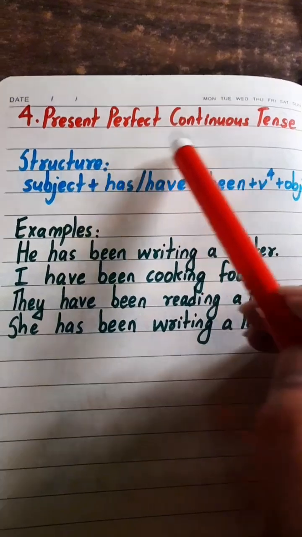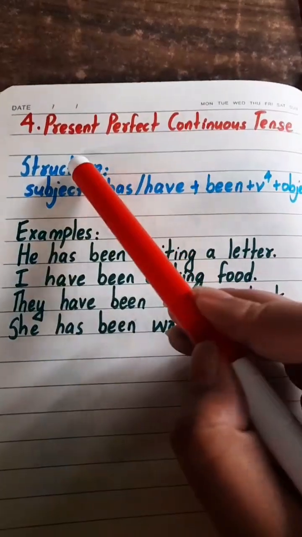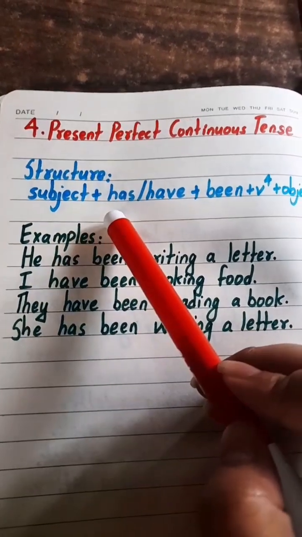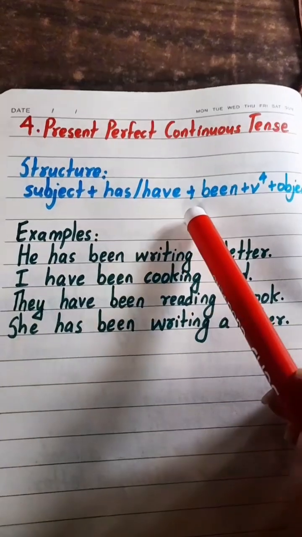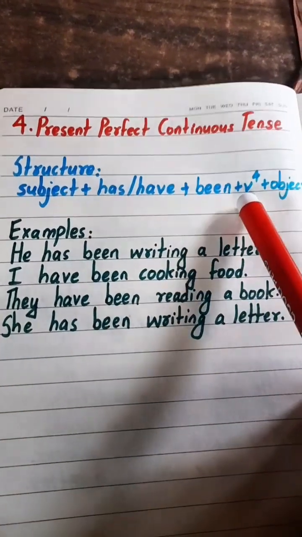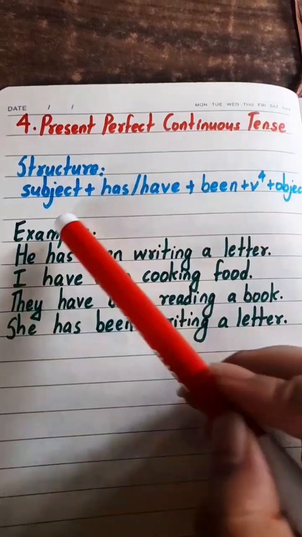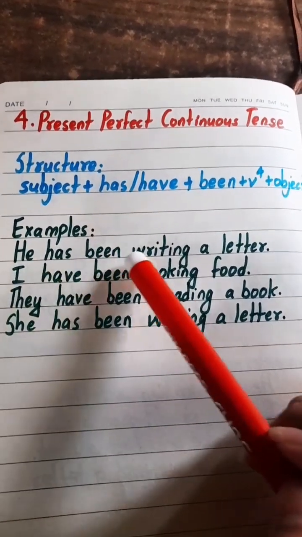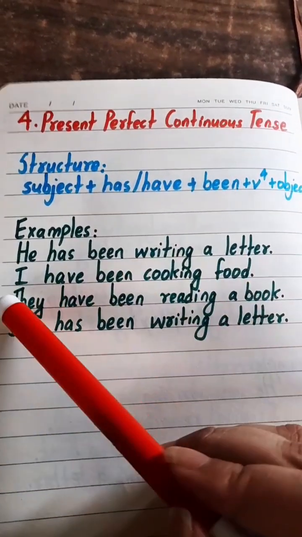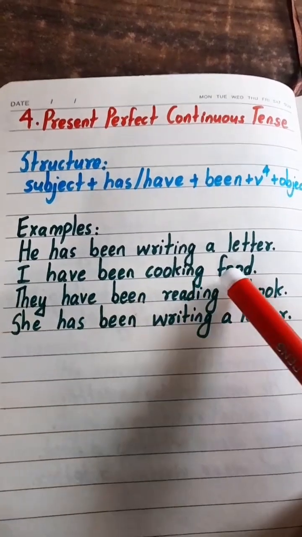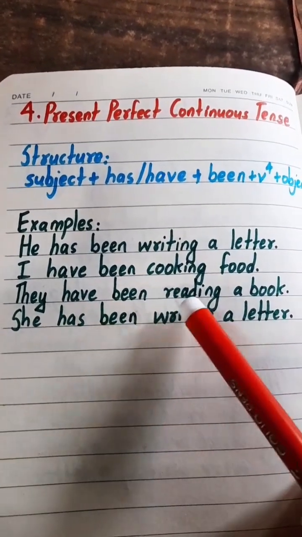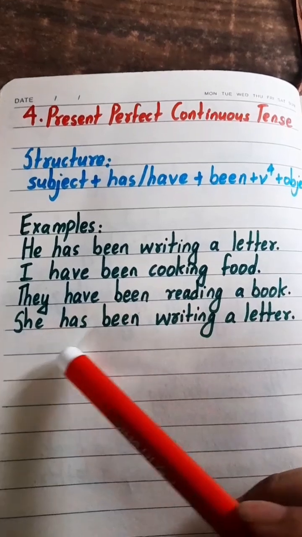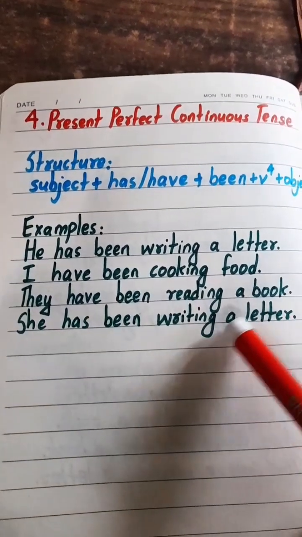Present perfect continuous tense. Structure, subject plus has or have plus been plus verb 4 plus object. Examples, he has been writing a letter. I have been cooking food. They have been reading a book. She has been writing a letter.